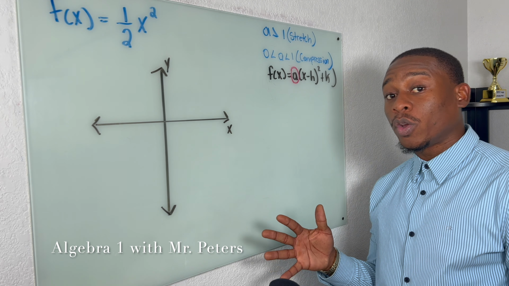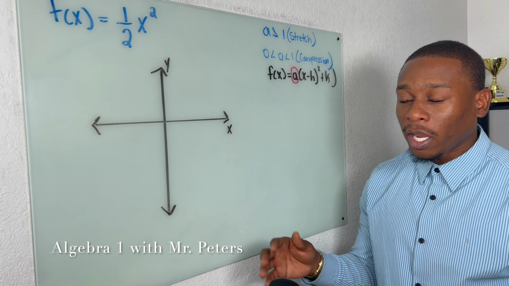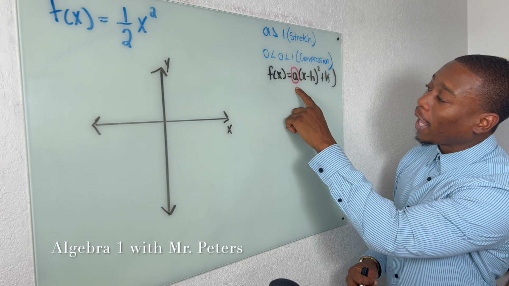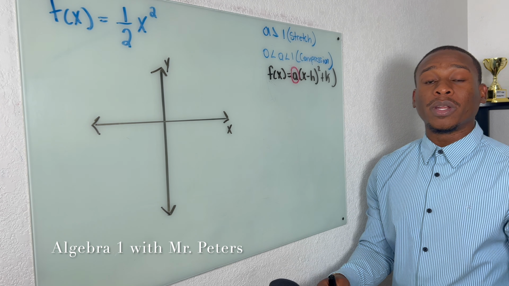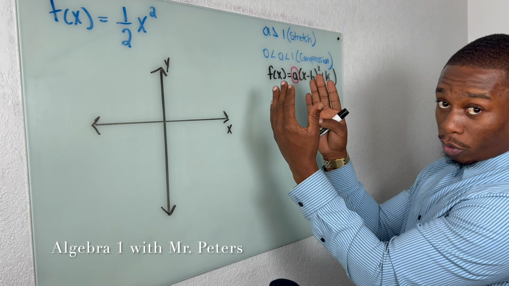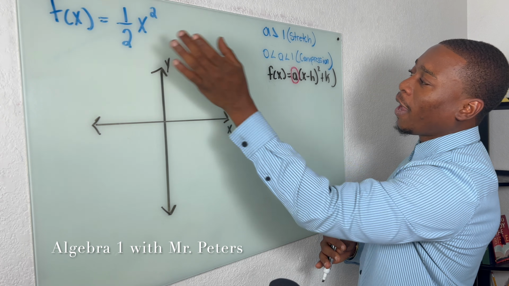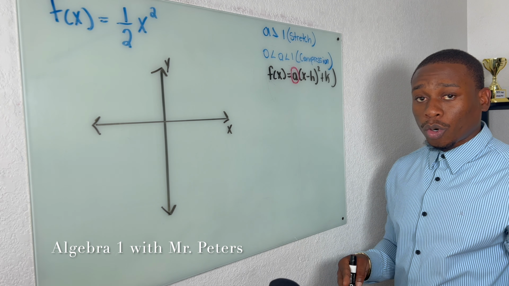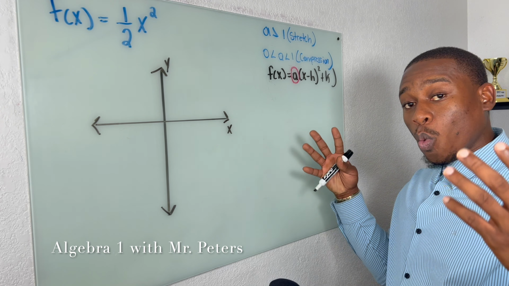In this part of our video, guys, we're talking about vertical compressions and vertical stretches. And we're going to be focusing on that A factor from the equation. So when A is greater than 1, that means the graph is going to be vertically stretched, meaning it becomes narrower. But if for some reason, like in our example here, A is greater than 0 but less than 1, it is going to become wider. That's going to make the parabola be wider.